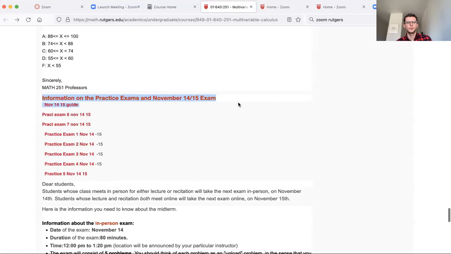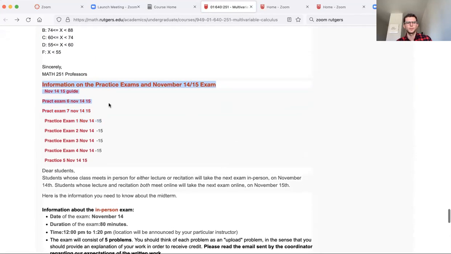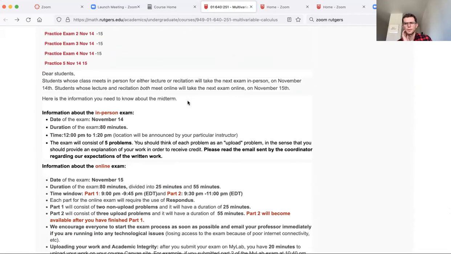You just have to go on the department website and start reading the stuff that says November 14, 15 exam. And remember, you still can use your two-sided piece of paper where you write formulas or whatever.